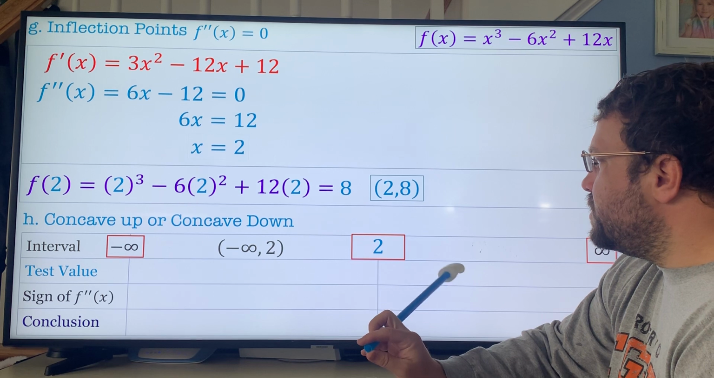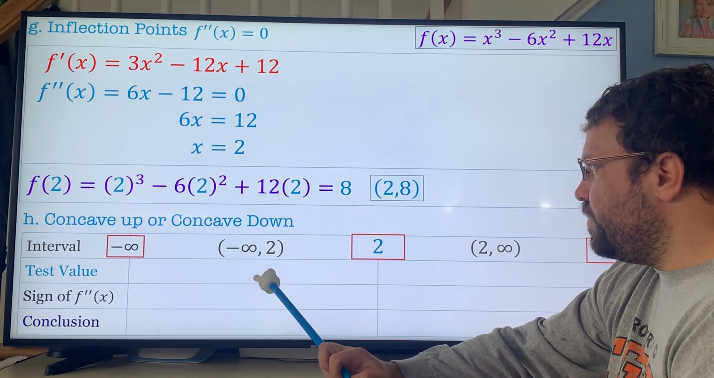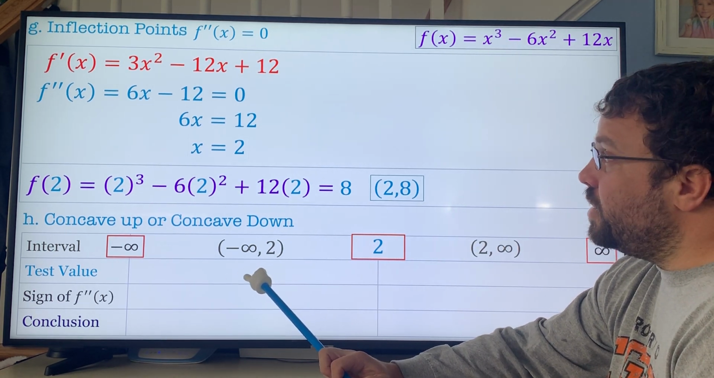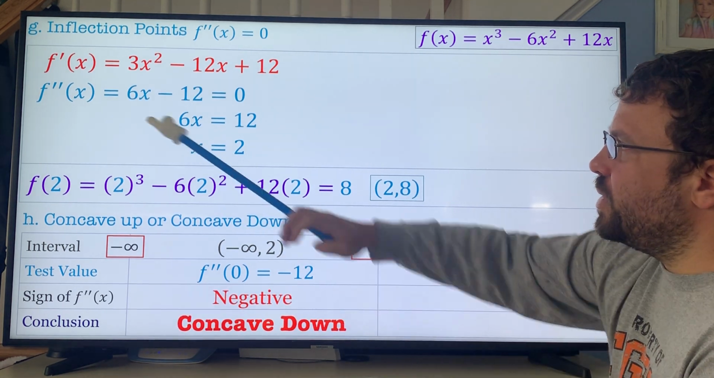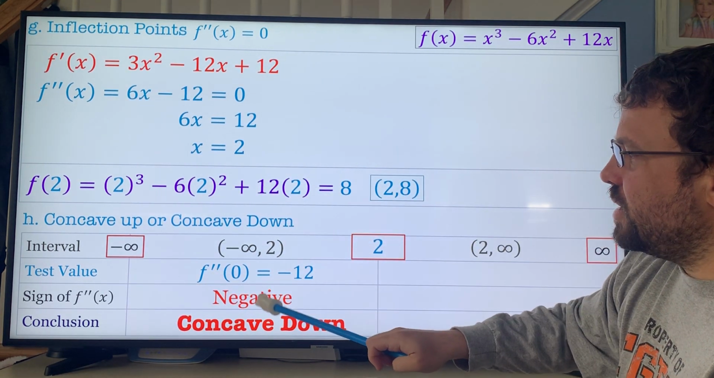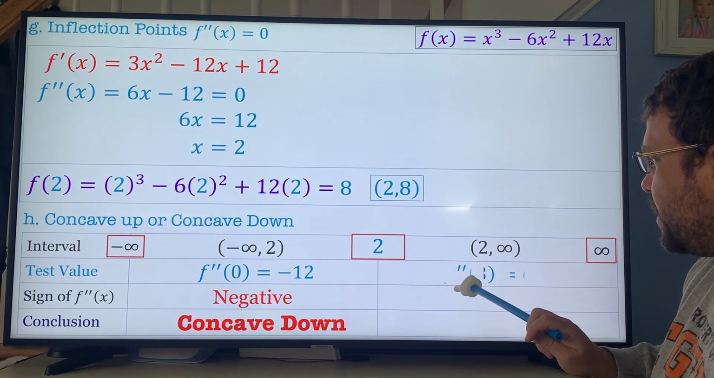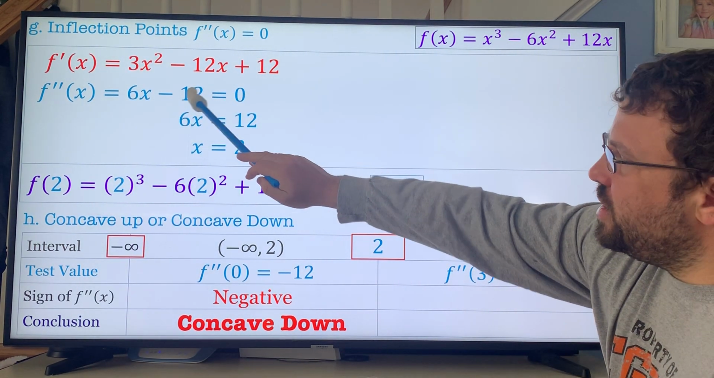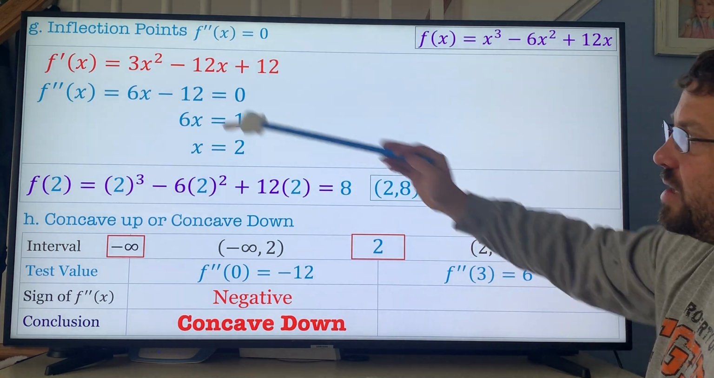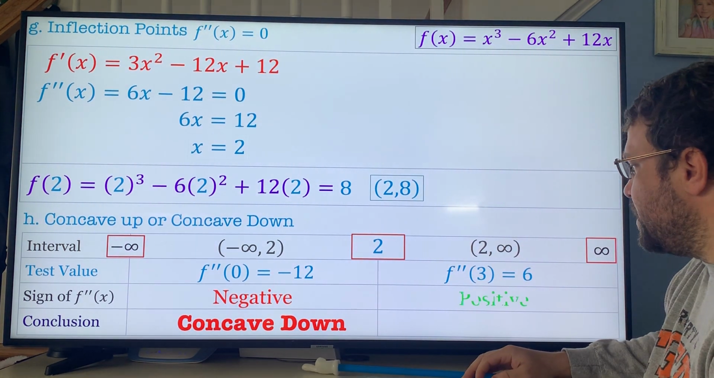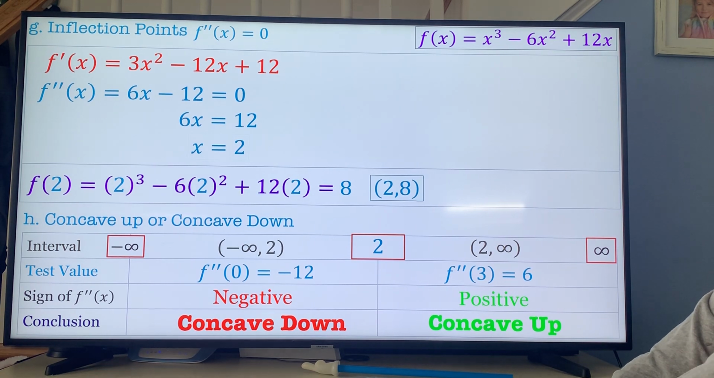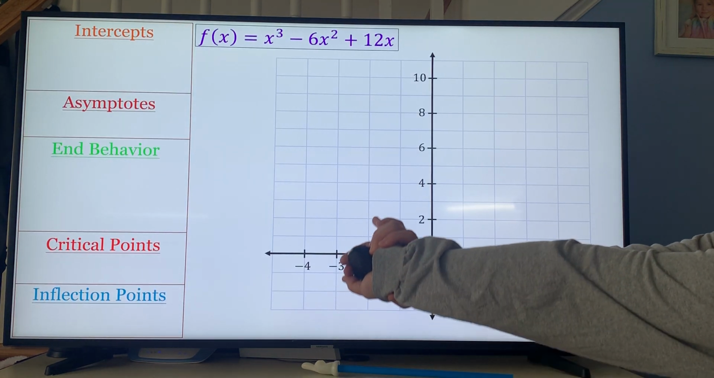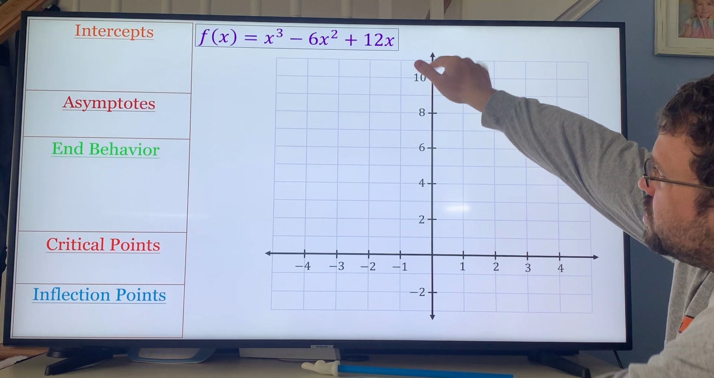Negative infinity to 2, 2 to infinity. 0, negative 12, negative, concave down. Pick 1, negative 6, negative, concave down. Let's pick 3. 18 minus 12 is indeed 6. Anything above 3 is obviously going to be positive as well. Concave up. So the concavity does change at this point. All right. Let's go, let's go, let's go.